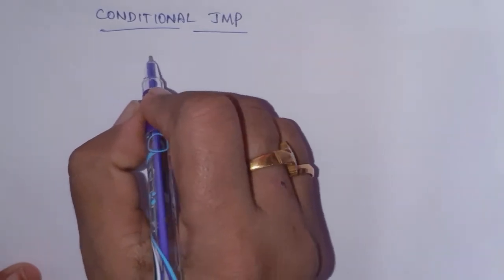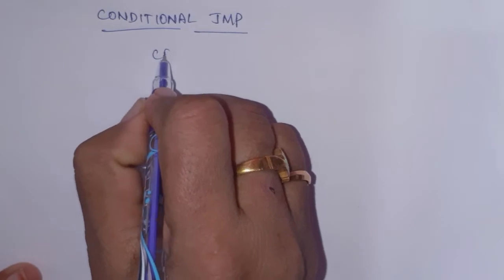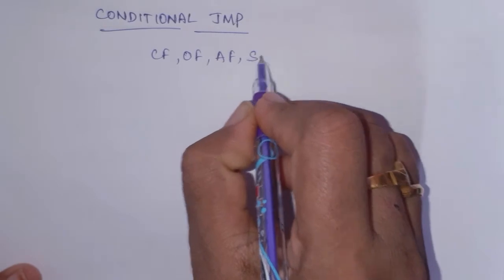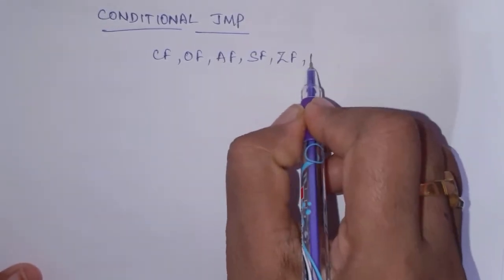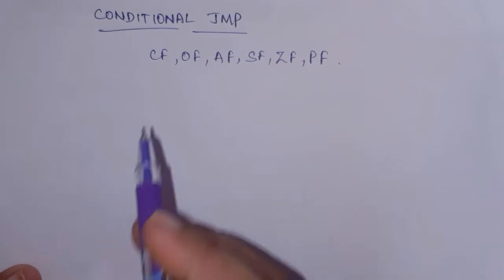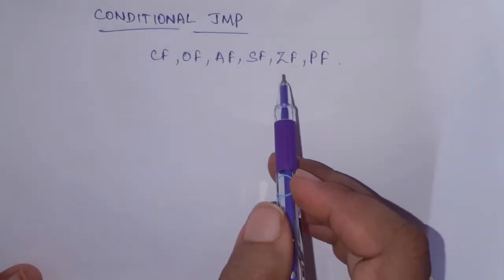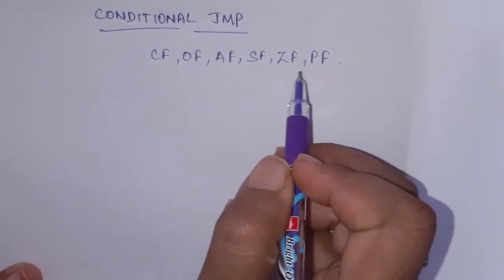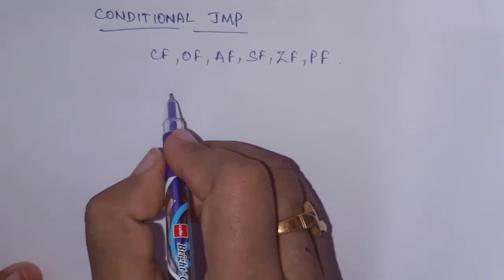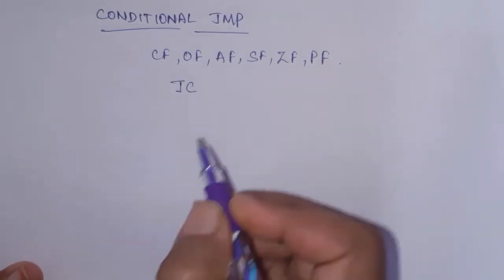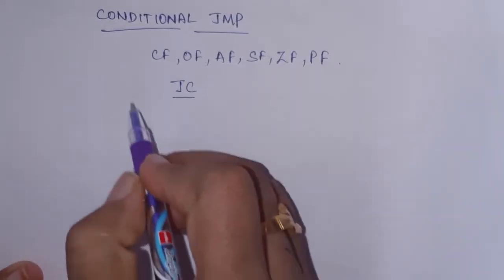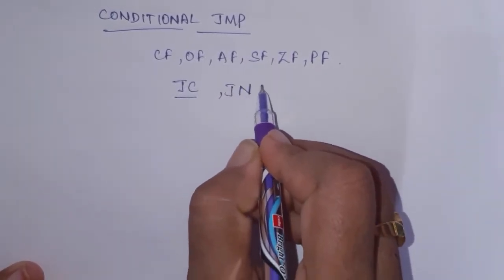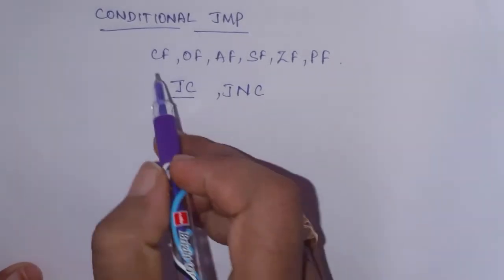We know there are six conditional flags: carry flag, overflow flag, auxiliary carry flag, then sign flag, zero flag, and parity flag. These conditional jump instructions check the condition of these flags. Depends, like if it is a JC, this instruction will check the carry flag: jump on carry or jump on no carry. So these two instructions check the condition of the carry flag.